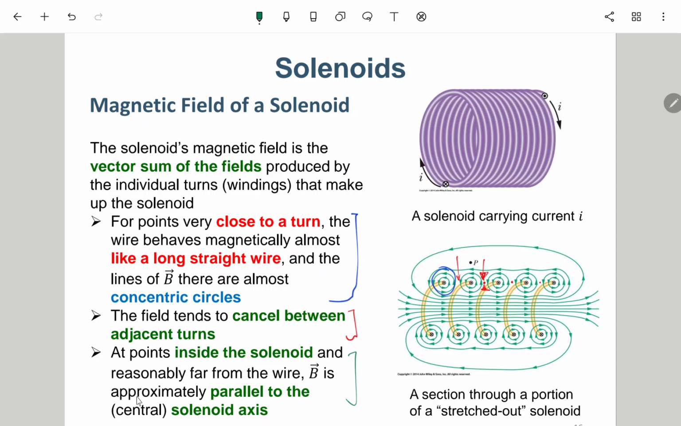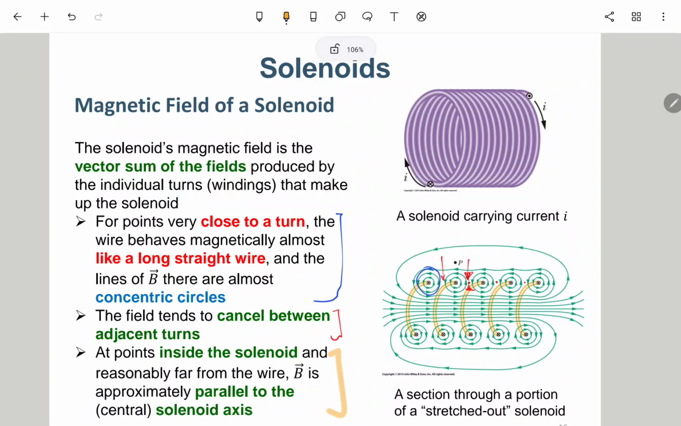And then finally this part, at points inside the solenoid and reasonably far away from the wire, B is approximately parallel to the central solenoid axis. Yeah, maybe I use this one to specify. So it actually means this part, which is relatively far away from the wire, and also actually inside the solenoid. So we can assume that the B field is uniform.